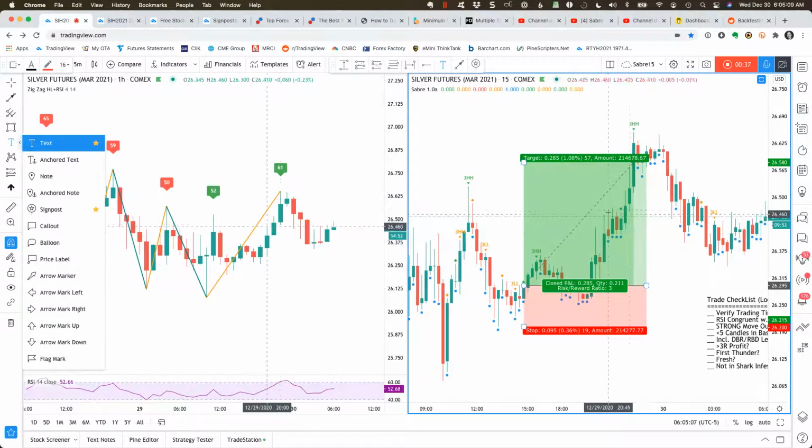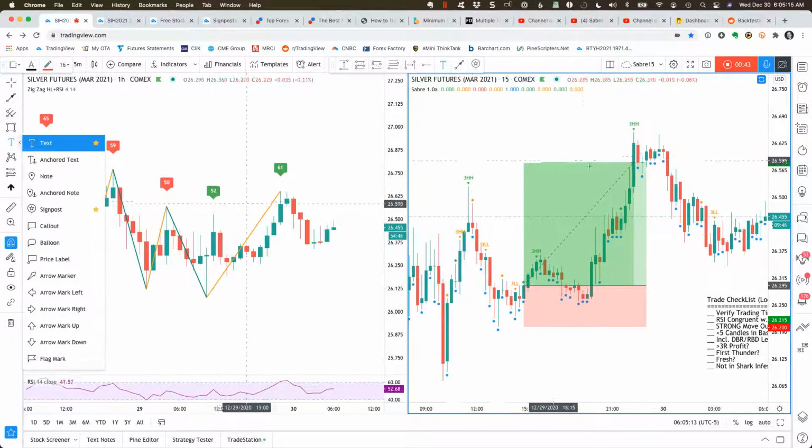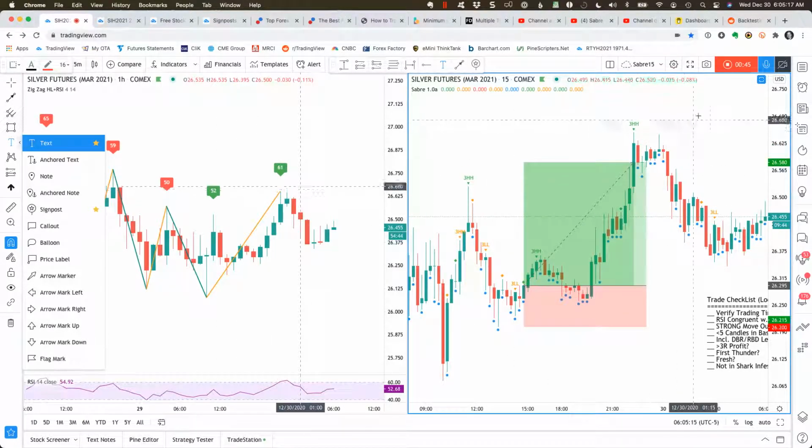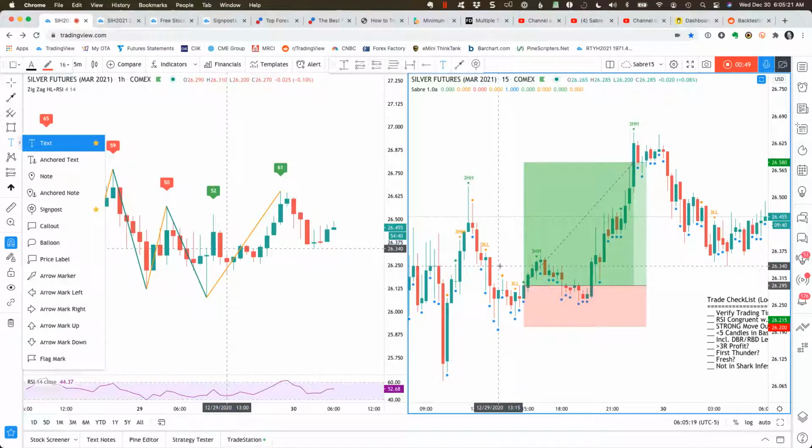Like, should I move my stop? Should I take some profit? Should I break even? What is it you're looking at doing? Or am I taking a trailing stop, so now I'm moving it to continue to catch more profit as things go along.